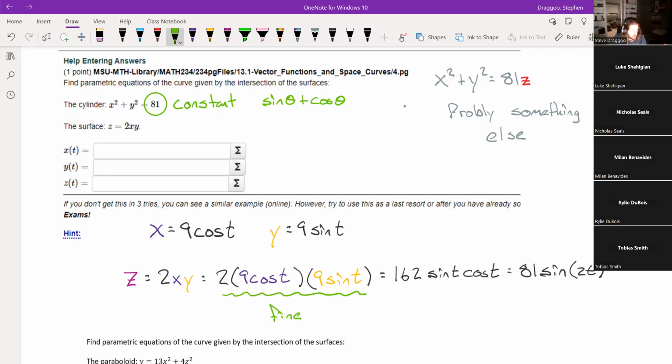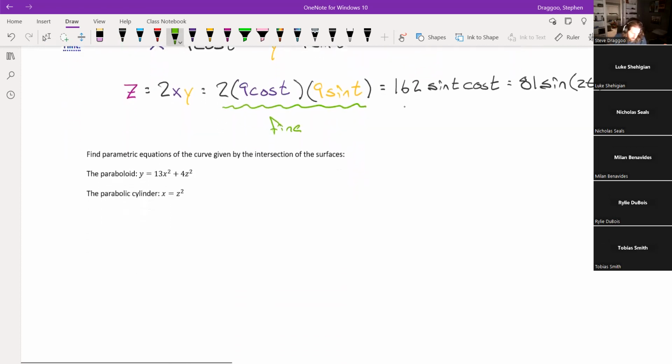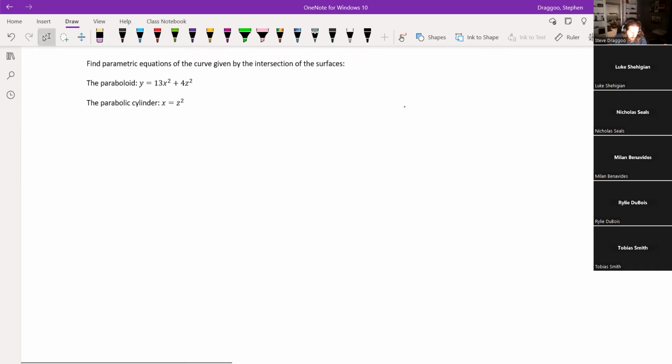But since that problem wasn't hard enough, let's try something else. Let's try and parameterize a totally different problem. Here's one I made up. I've got a paraboloid and a parabolic cylinder. Rather than me just going right to the answer because I know what to do, let me talk about my process for how I might start trying to parameterize something and at what point I think I should bail on a bad parameterization. So I think that might be helpful to see.